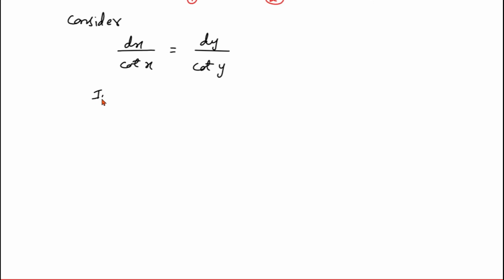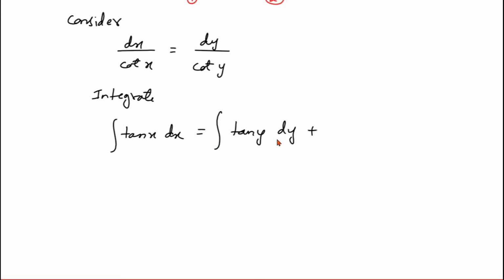So integrate it. Can I write 1 by cot? Because we are having cot here, 1 by cot can be written as tan. So I'll write tan x into dx is equal to the integral of, again 1 by cot is tan, so tan y into dy. Plus you need to add the constant of integration over here.